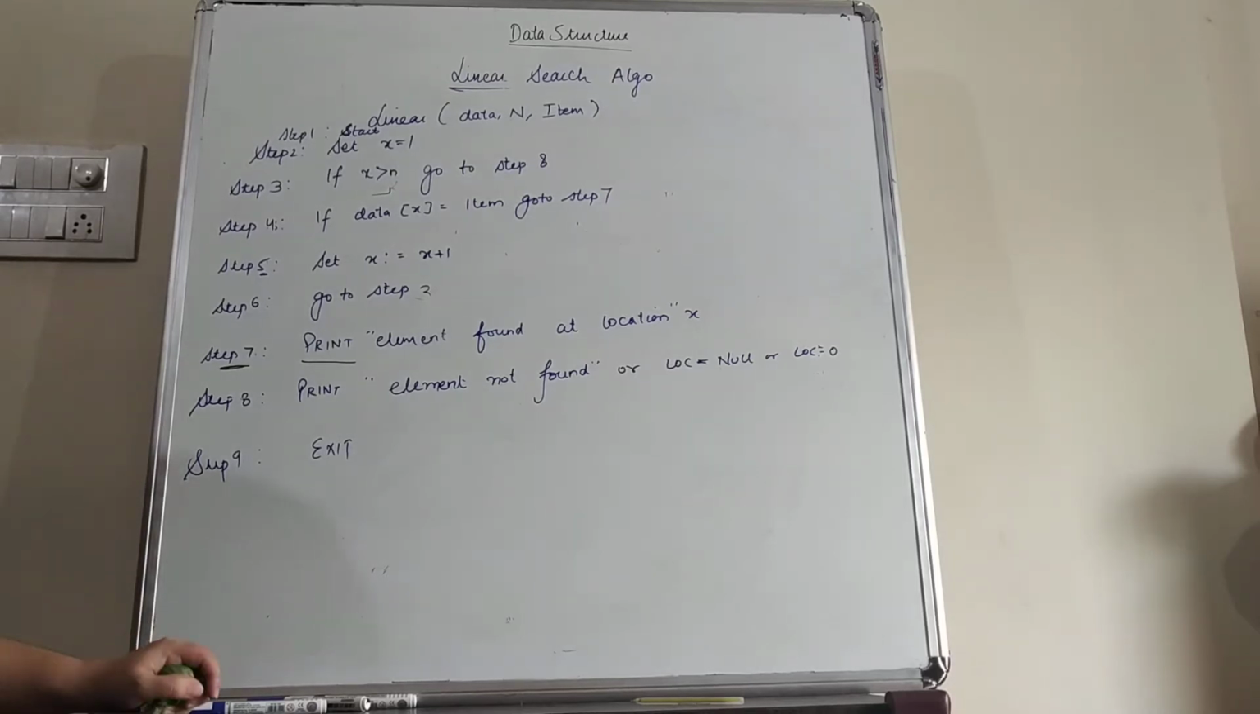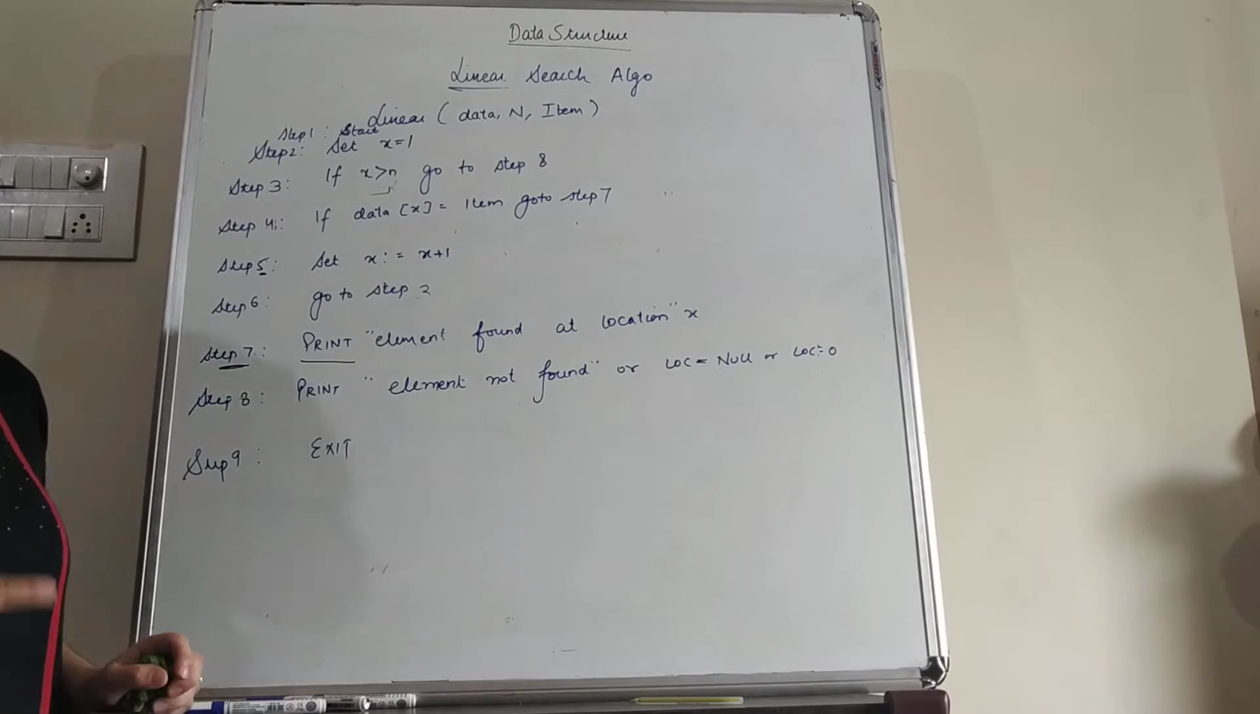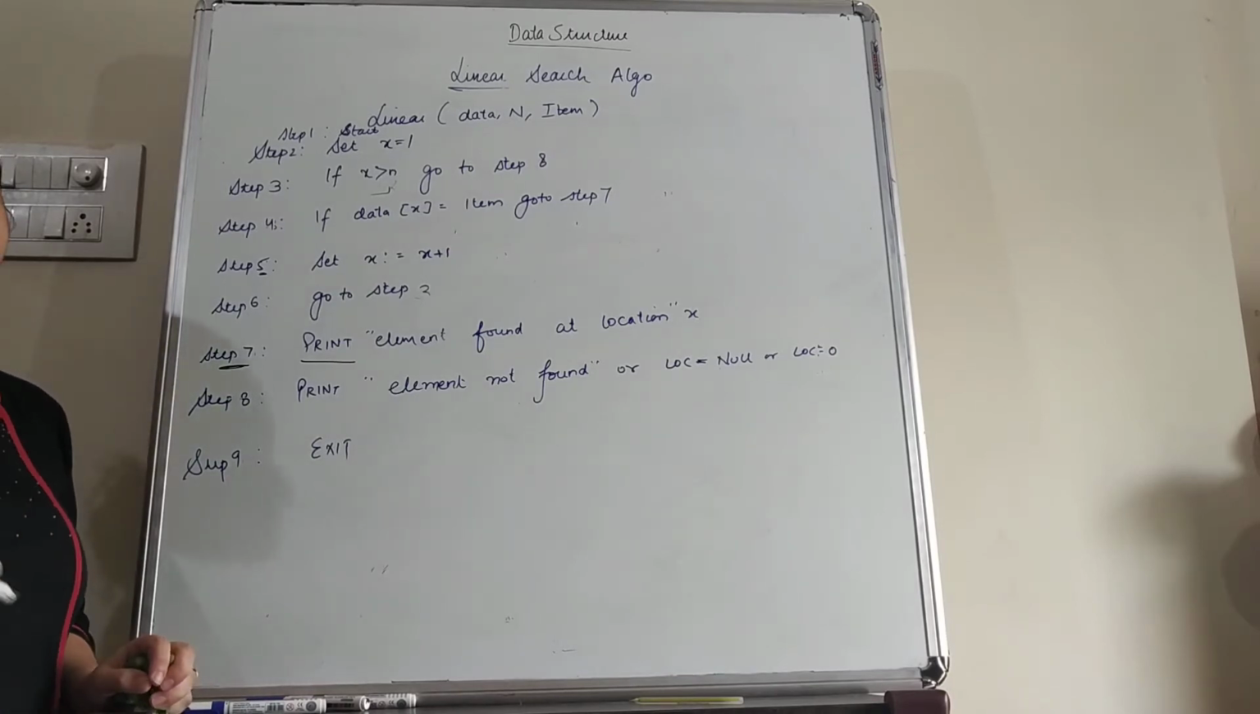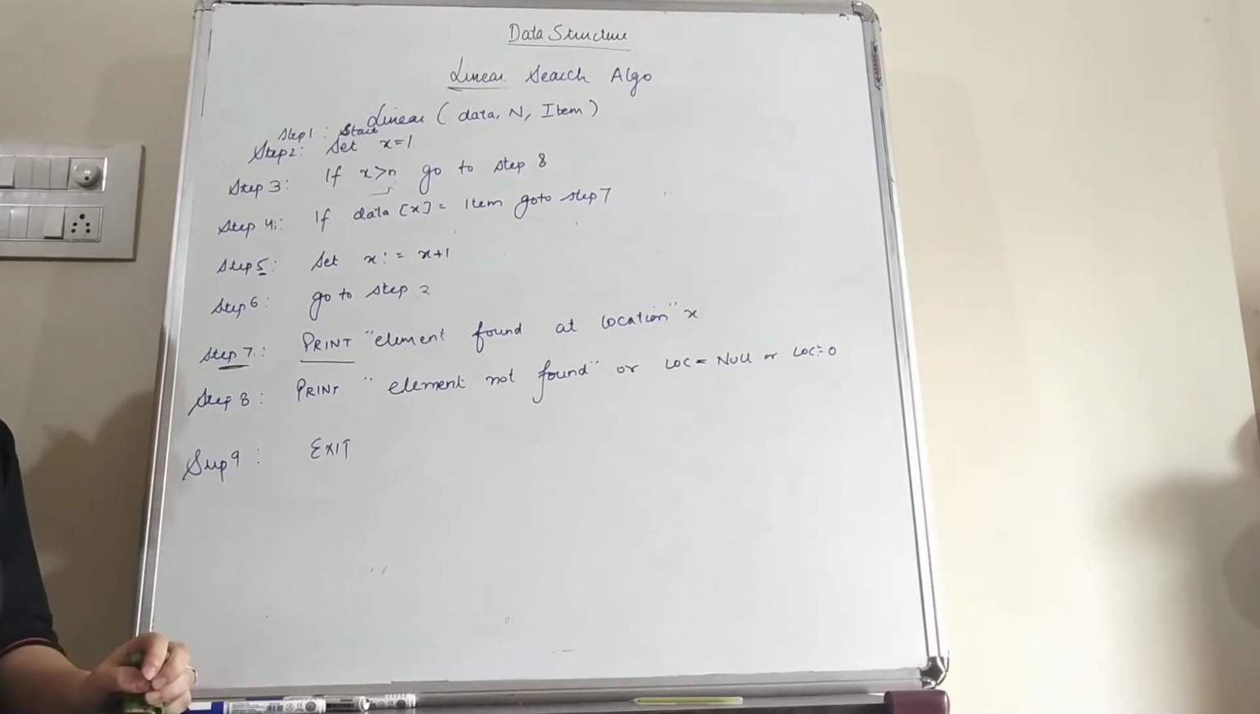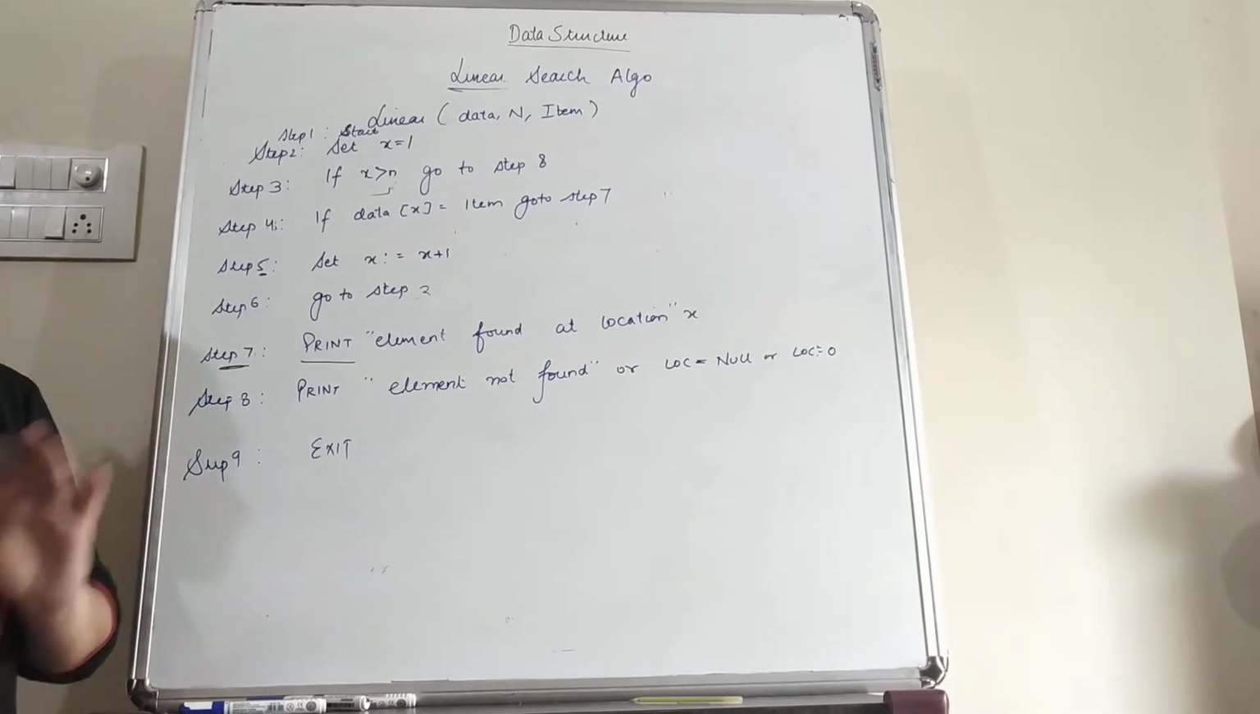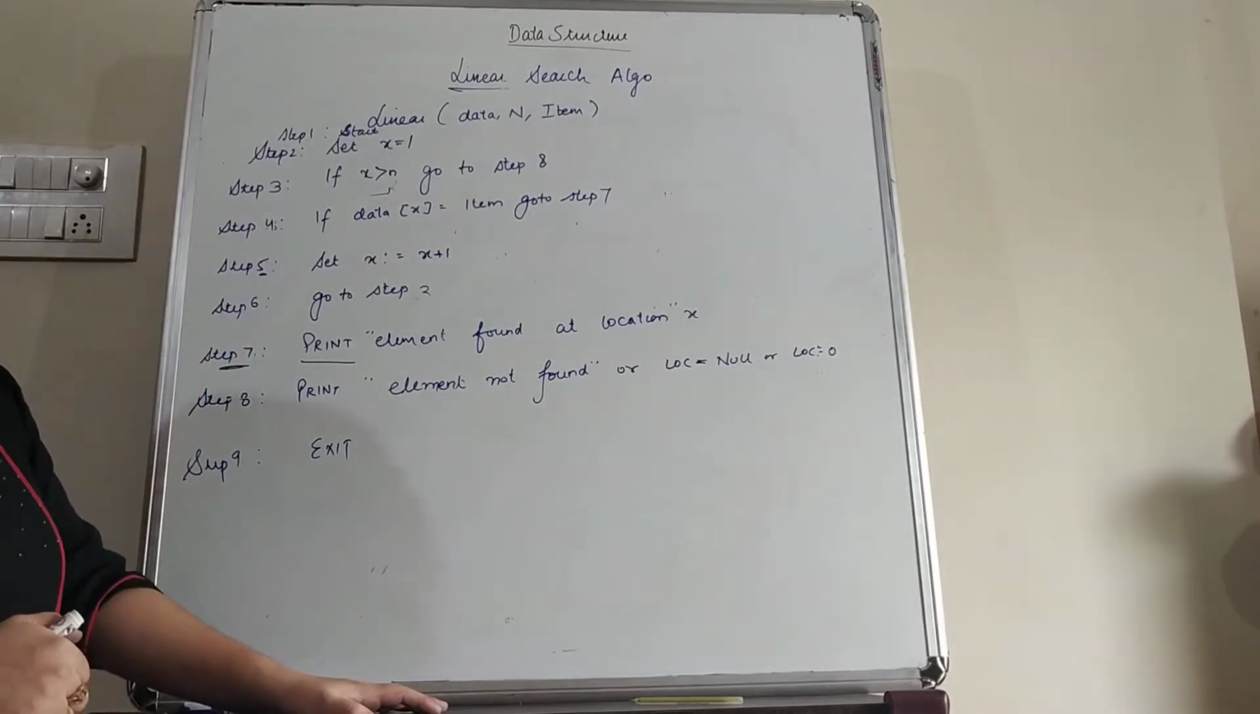Searching algorithms. Students, in our portion we have two types of searching algorithm. First is the linear search algorithm and second is the binary search algorithm. So firstly we will discuss the linear search algorithm.